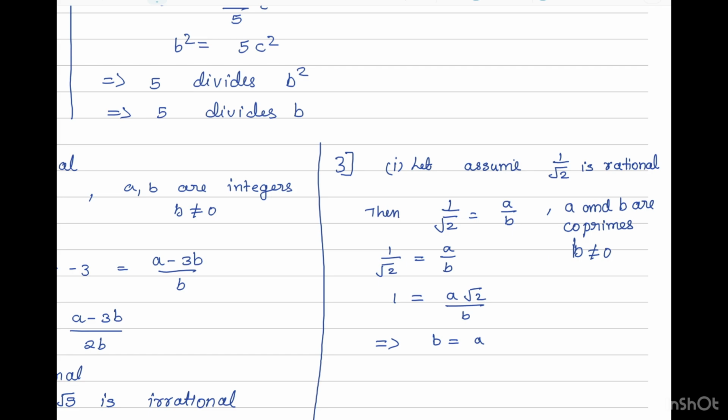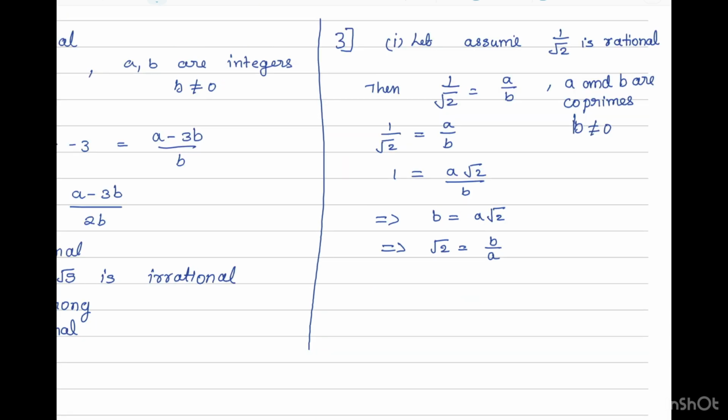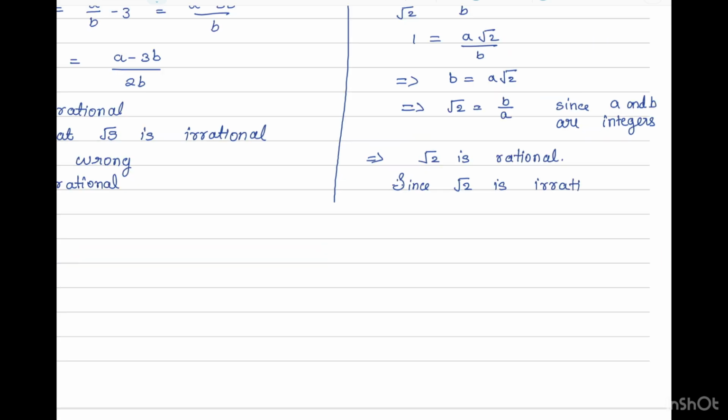To prove the contradiction, we can arrange the numbers so that we get an equation for root 2. First, we get 1 is equal to a into root 2 by b. Then b to the other side, we get b is equal to a into root 2. Then a to the other side, we get root 2 is equal to b by a, where a and b are integers. It shows that root 2 is a rational number, but we have already proved that root 2 is irrational. This is a contradiction because of our wrong assumption that 1 by root 2 is rational. Therefore, we can conclude that 1 by root 2 is irrational.